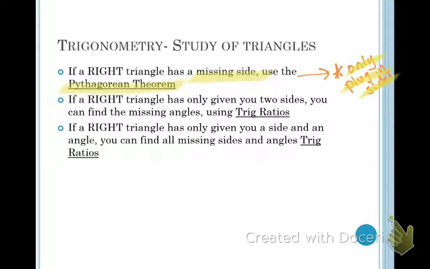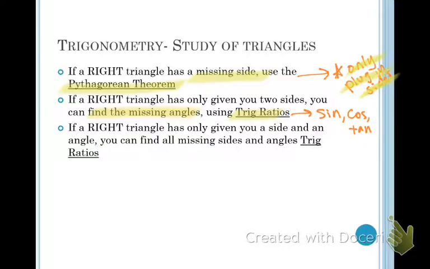For the next part, if a right triangle has only given you two sides and you're finding a missing angle, you're going to use a trig ratio. So sine, cosine, or tangent. That's what a trig ratio is. Whenever you're finding a missing angle and they gave you two sides, you're going to use a trig ratio, either sine, cosine, or tangent.